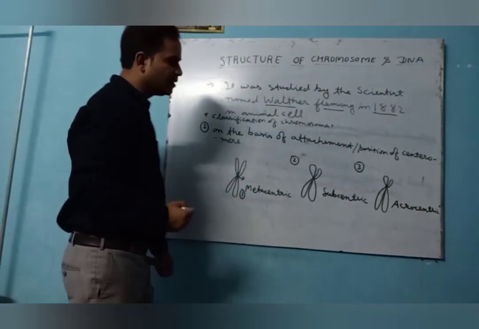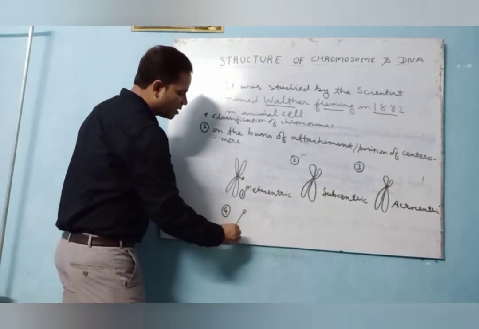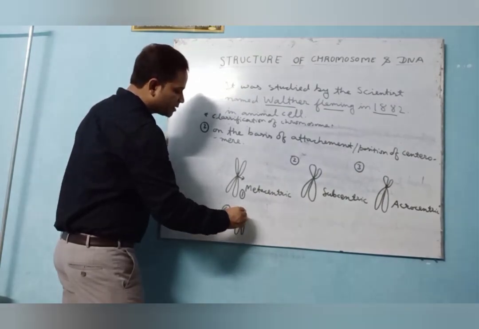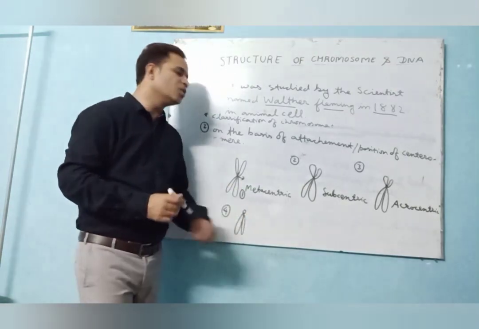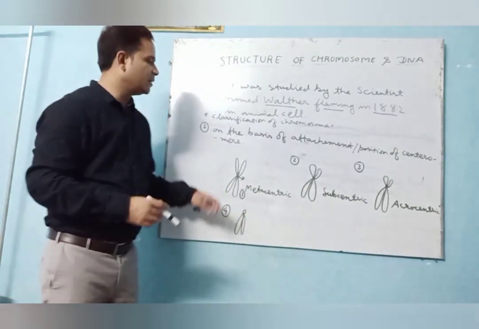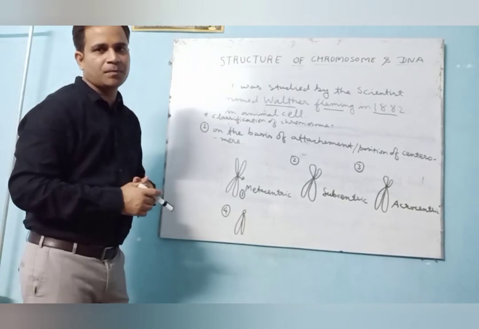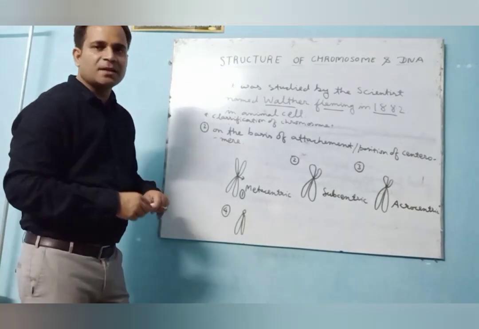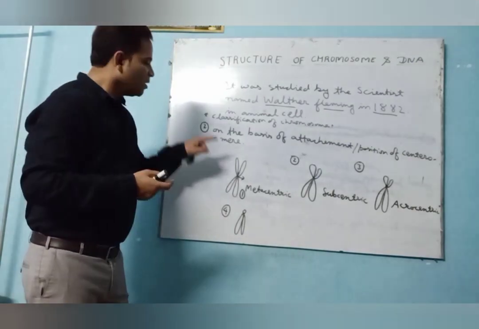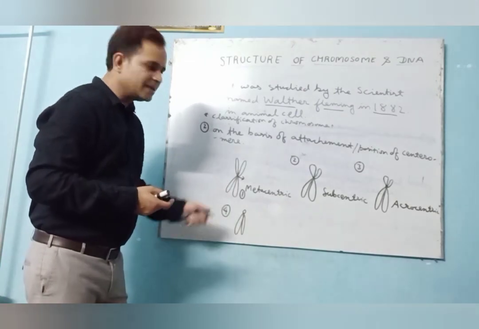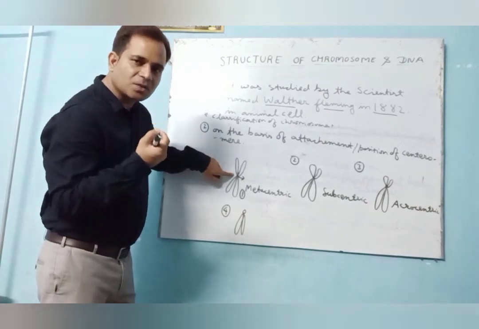And last one is telocentric. Fourth one is telocentric. Telo means what? Telo means apex. Whenever the centromere is at the apex of the two chromatids, it is termed as telocentric. So there are basically four types of chromosomes on the basis of position of centromere. One is the metacentric. When I am saying metacentric, whenever the two chromatids attach at the centromere, which is at the middle of the two chromatids.